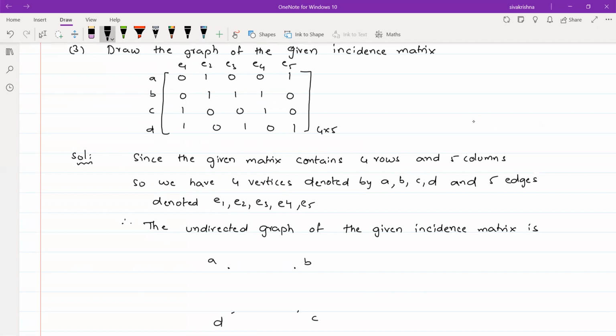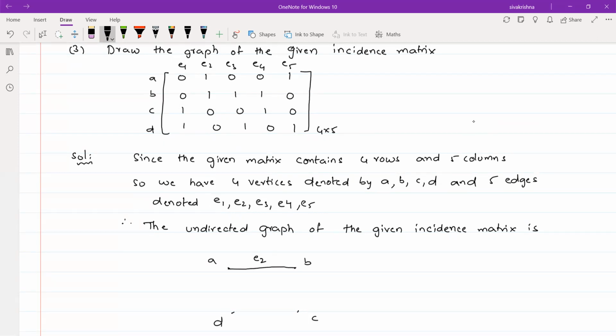Okay, so from A to E1 we are not having an edge since we are having 0. Okay, so E1 is not incident on A, so we cannot draw an edge from A. Okay, right. Next, E2 is incident on A. It means we have to draw an edge from A. And E2 is also incident on B, so we have to draw an edge from A to B and name it as E2. Okay, E2 is incident on both the vertices A and B.